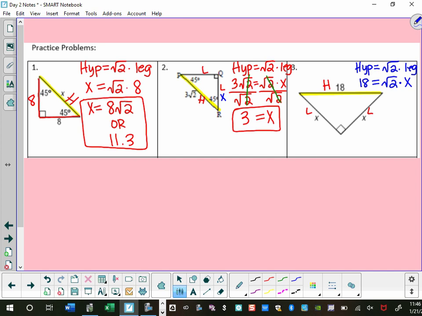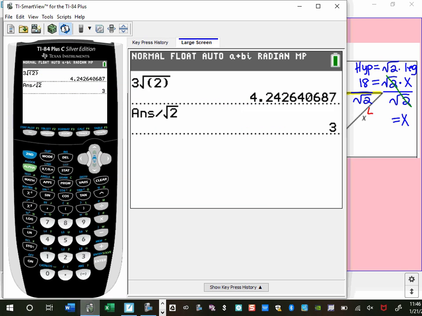Chris, how do I solve for x here? Divide by the square root, divide by root 2. So that means my root 2's are gone. I'm left with x is equal to... alright, let's type this into your calculator. Let's do a decimal. What is 18 divided by the square root of 2?